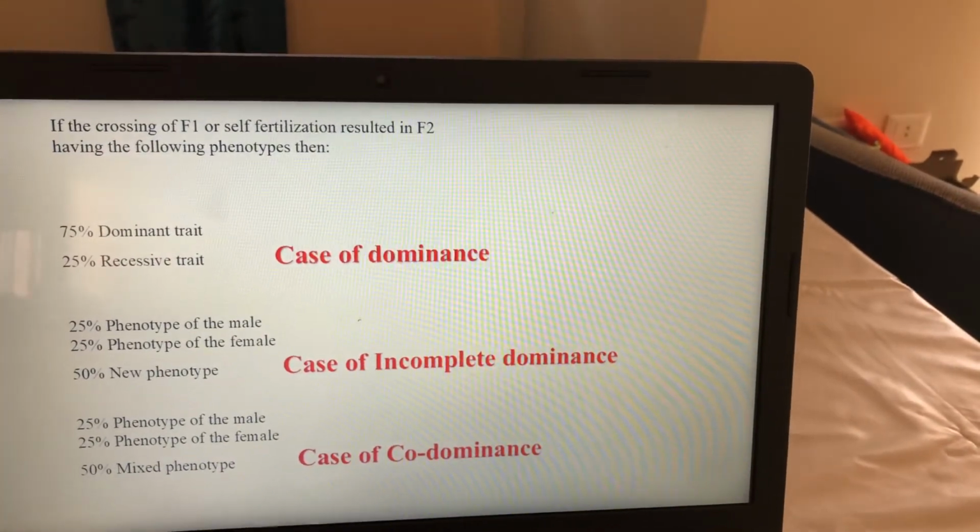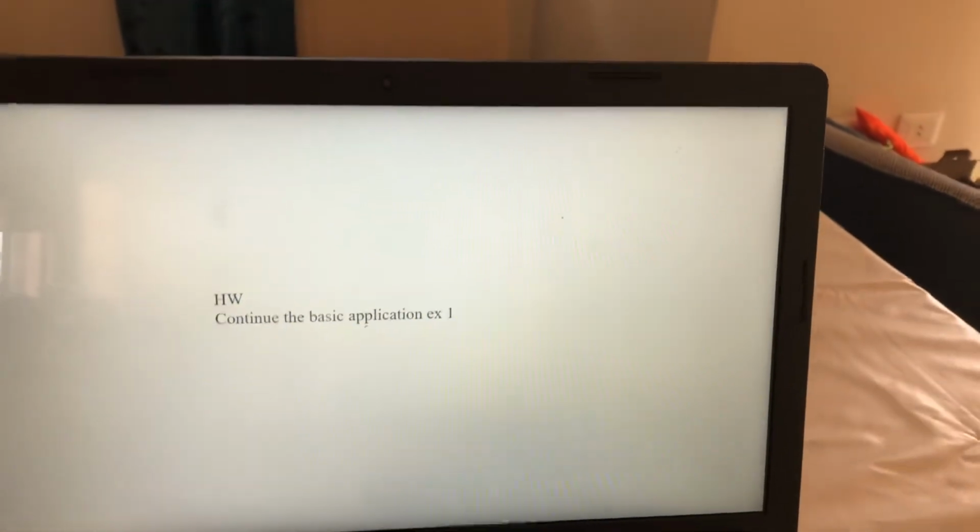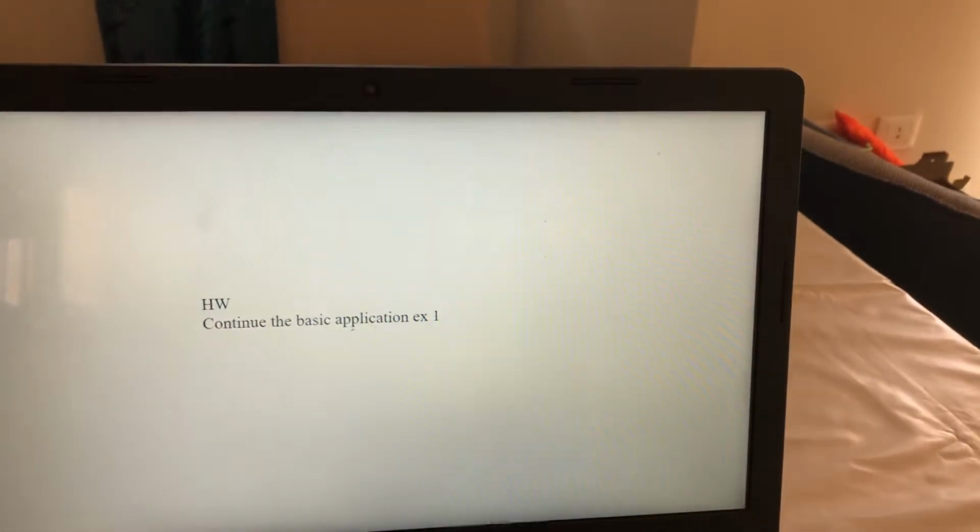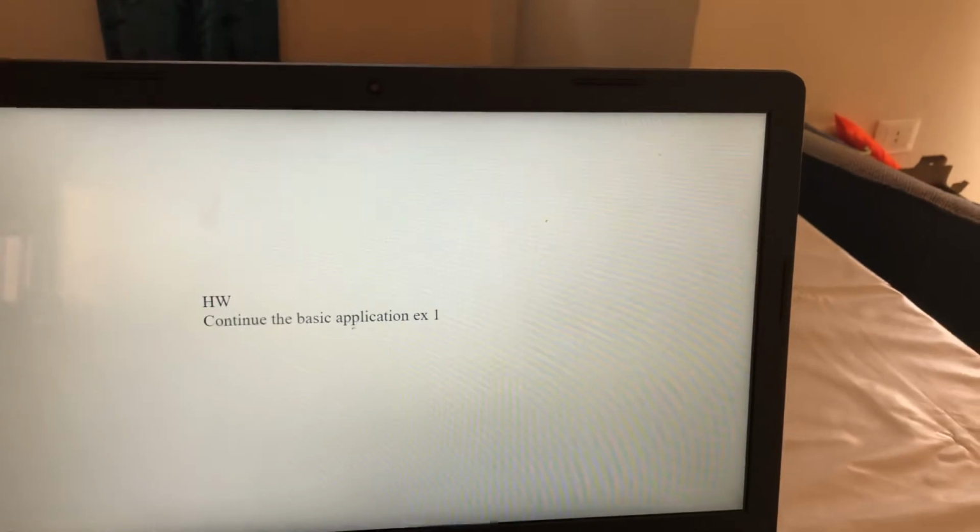You can continue the homework, which I gave you, on basic application exercise 1, the rest of the exercise.